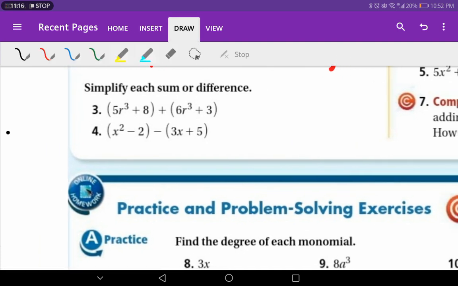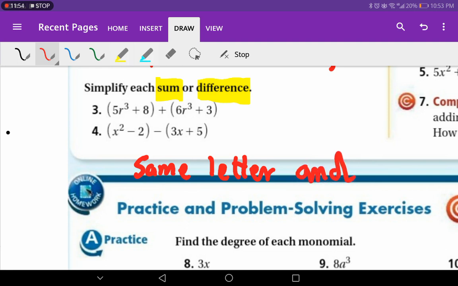This is the second part. He asked me to simplify each sum or difference. He gave me terms, or polynomials, and we have to simplify each of them. Actually, when we can add or find the sum, when we can subtract or find the difference, this is the rule: same letter or variable, and same power.